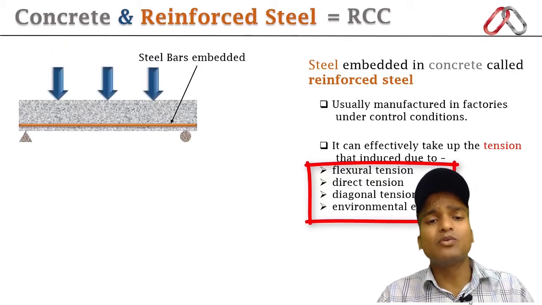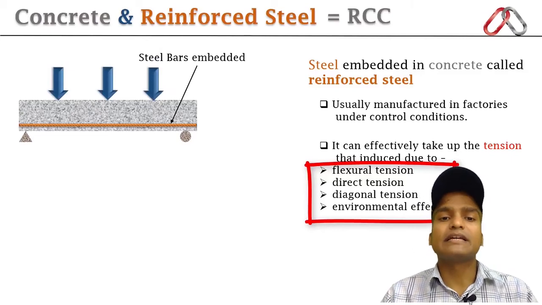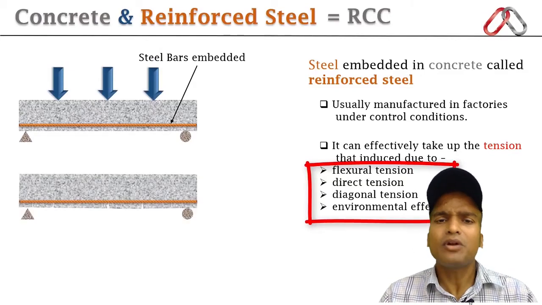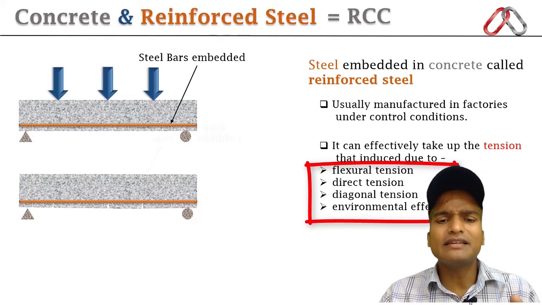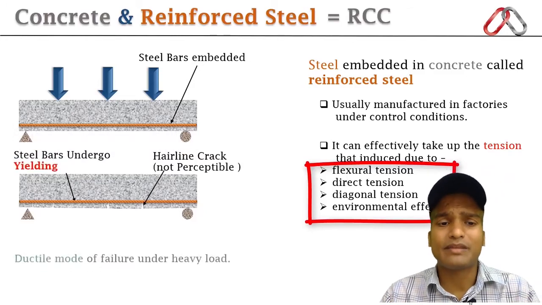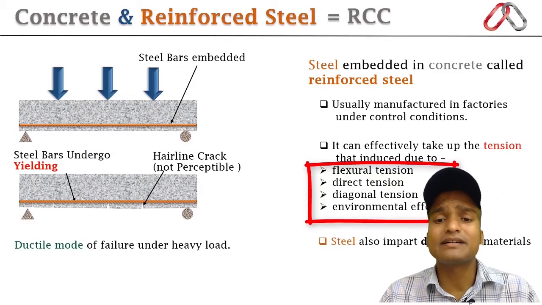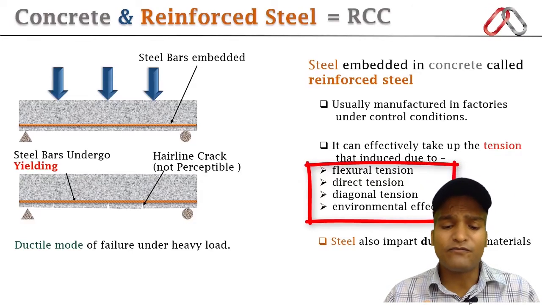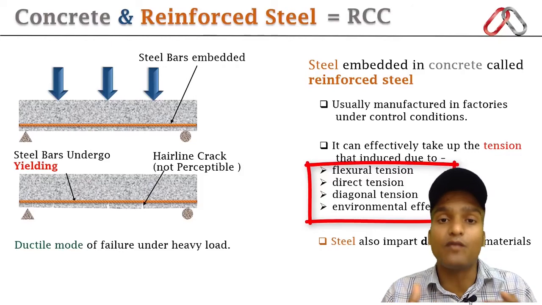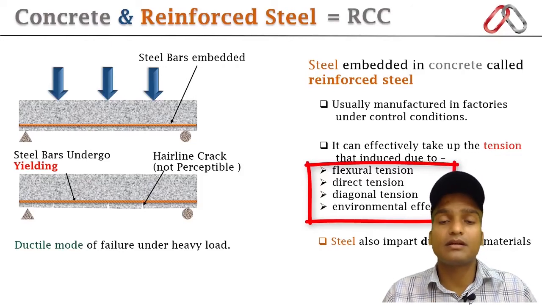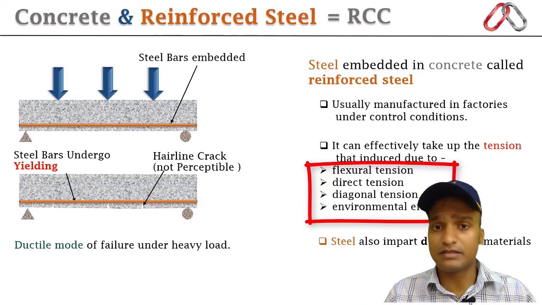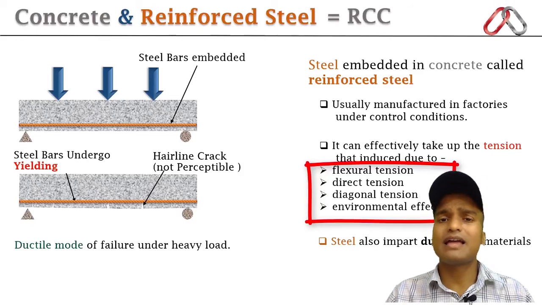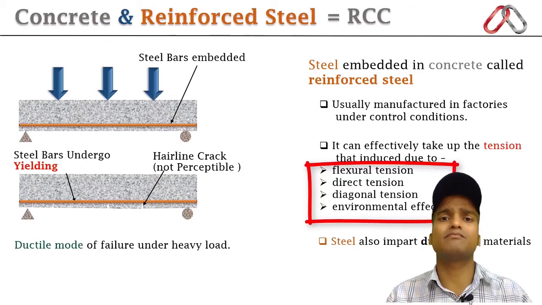If we apply a very heavy load on RCC, then hairline cracks are induced and they are not perceptible, and steel bars undergo yielding. Yielding is a property of ductility, and steel also imparts ductility to the material. डक्टाइल होने से क्या हो जाता है मटेरियल कि आपको फेलियर होने से पहले सफिशिएंट वार्निंग देता है, टाइम देता है डिफ्लेक्ट होकर के कि now the structure can fail, and when we receive such warning from the structure itself, then we can easily take precautionary measures.